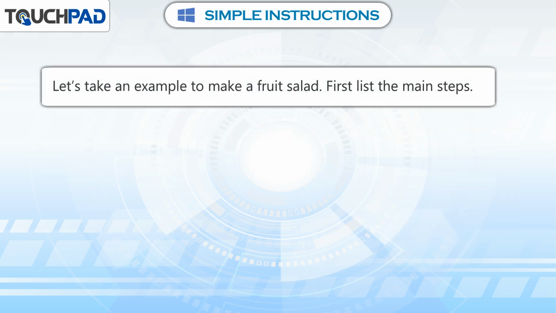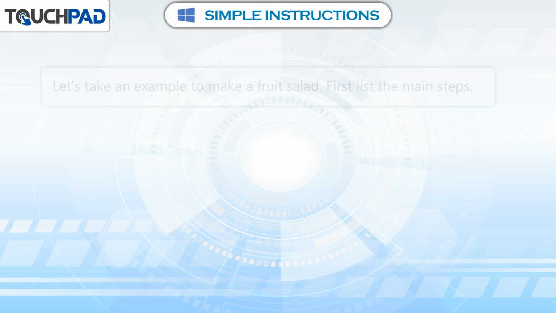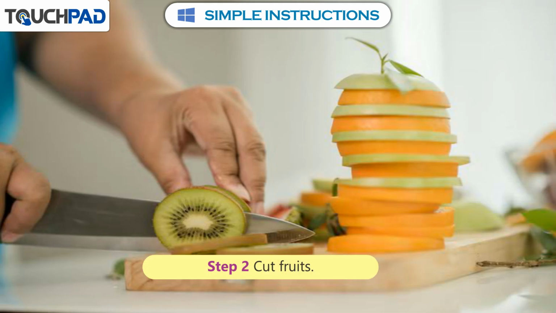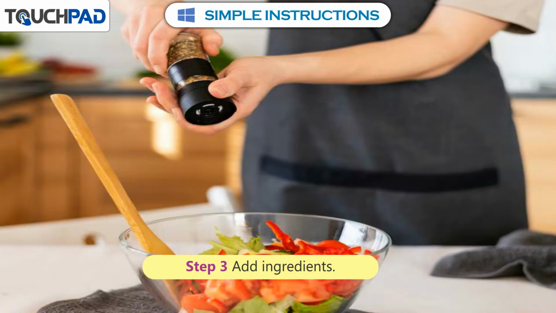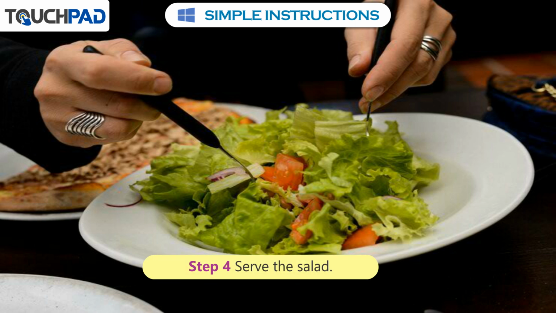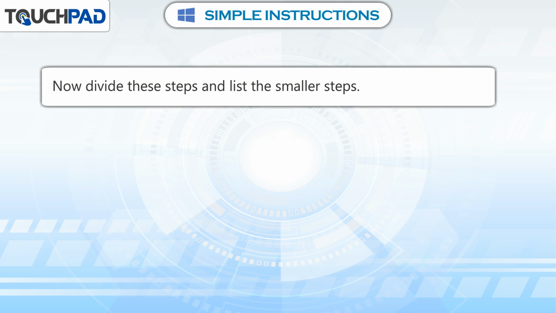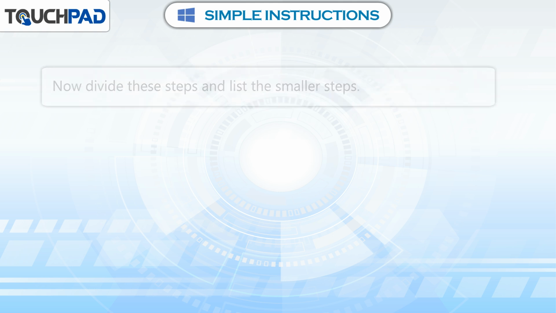Let's take an example to make a fruit salad. First, list the main steps. Step 1. Arrange fruits. Step 2. Cut fruits. Step 3. Add ingredients. Step 4. Serve the salad. Now divide these steps and list the smaller steps.